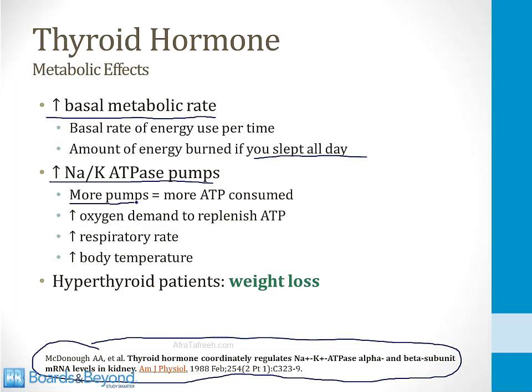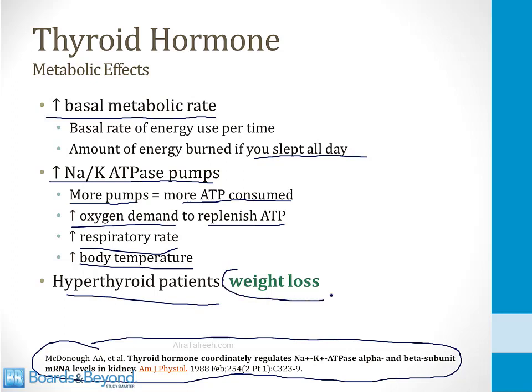When there are more pumps in cells in the body, this means more ATP is consumed. This means the body will have an increase in oxygen demand so it can replenish the ATP. This will raise the respiratory rate to meet that oxygen demand. In addition, using all that ATP for all those pumps will raise the body temperature. And this has an important clinical correlation when it comes to hyperthyroid patients.